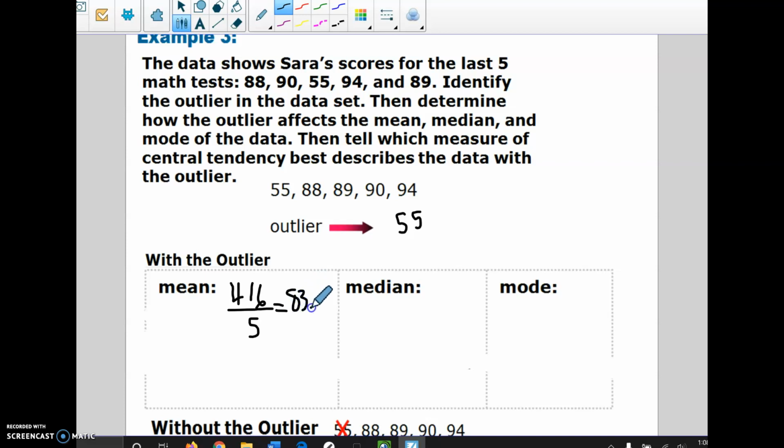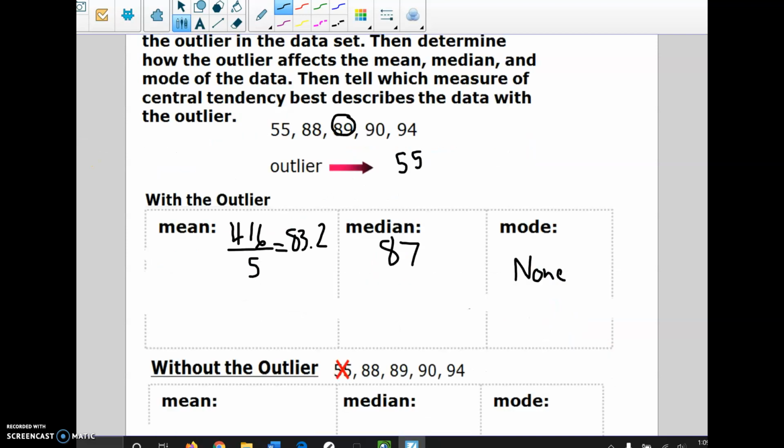My median is the middle number. So this number is in the middle. That'd be 89. The mode is the number that shows up the most, and all of these numbers show up once, so there's no mode, or none.